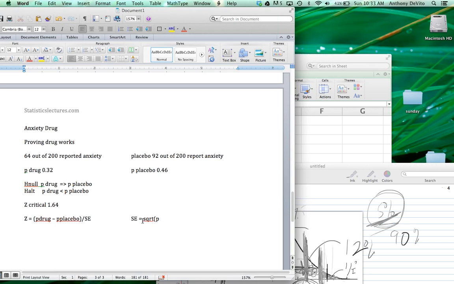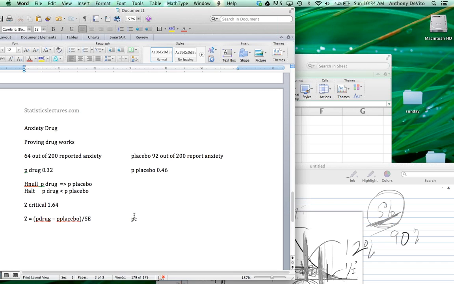Let's see. No, you know what? I remember. We need a pooled, we need a single value in order to do a standard error. I've been doing this for so many semesters, you think my memory would be a little bit better. We need to have a pooled proportion. In other words, we need to weight these two proportions so that we understand what the distribution is, and we're going to pool these two proportions.